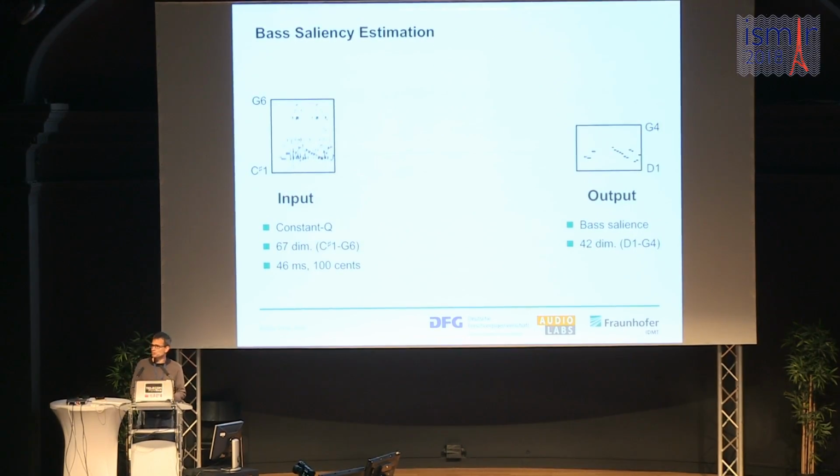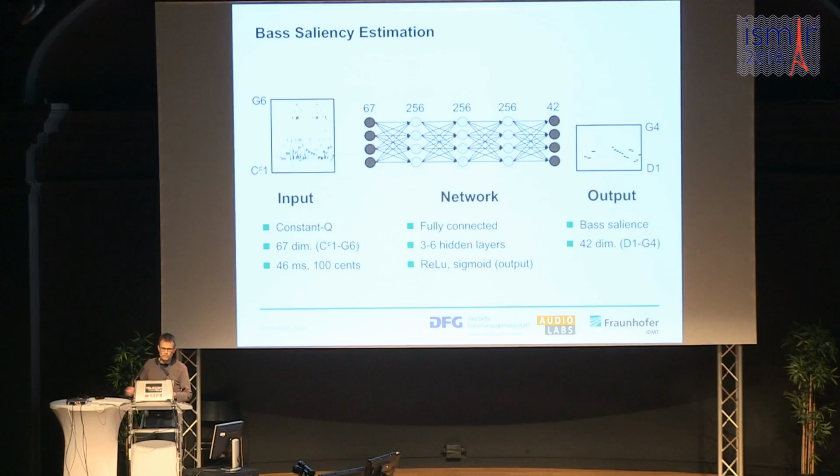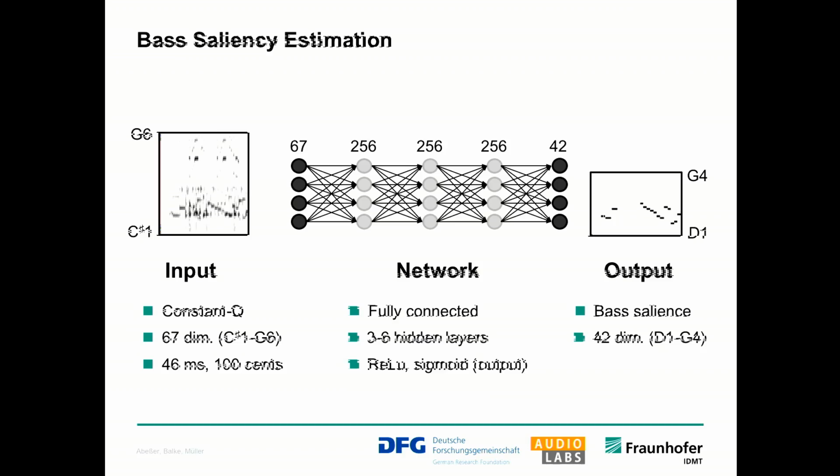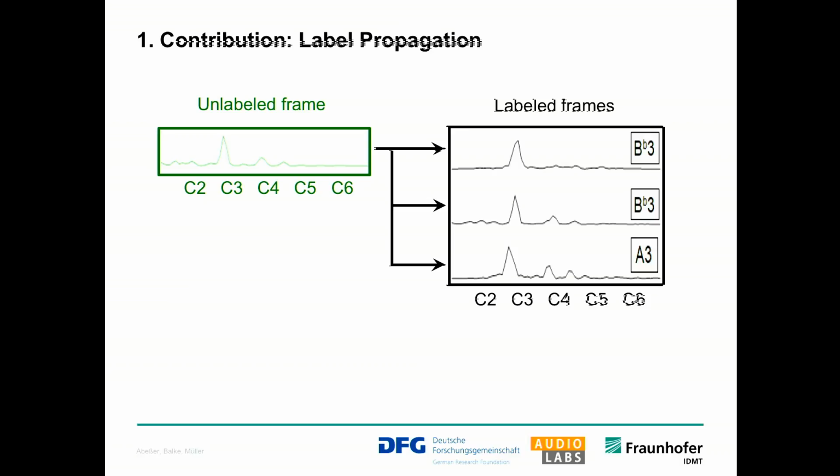Okay, in our experiments, we use a kind of standard deep learning approach. The input is a constant-Q transform, the output is a bass salience representation of a similar format, and then we just use a fully connected deep neural network consisting of 3 to 6 hidden layers. That's the basis for our experiments. And as you know, training data is rare, and we need lots of that for deep learning approaches.